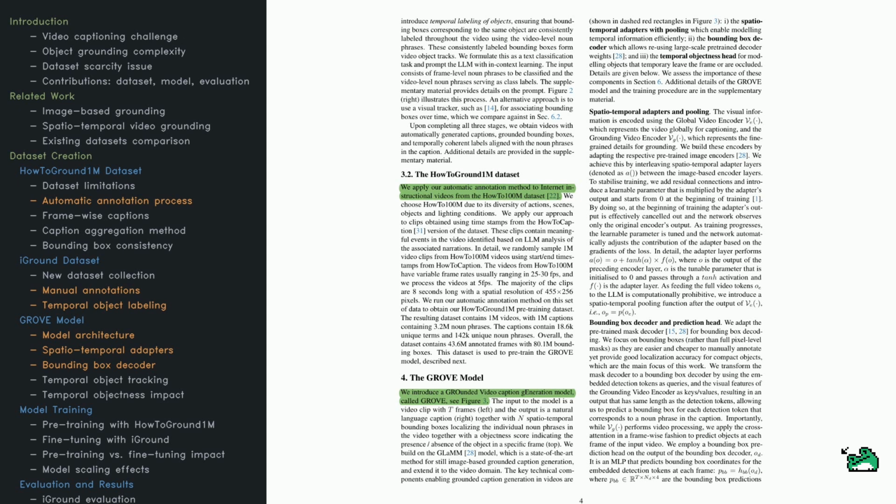This dataset has millions of captions, noun phrases, and bounding boxes, making it the largest of its kind for grounded video captioning. So how does Grove use this data? It takes in a sequence of frames and a natural language caption, then outputs spatio-temporally grounded bounding boxes. It also introduces spatio-temporal adapters to stabilize learning. And there's a bounding box decoder to refine the final boxes so they stay aligned with the caption.